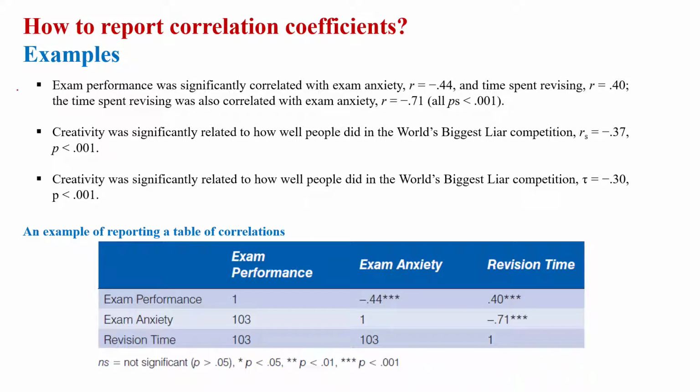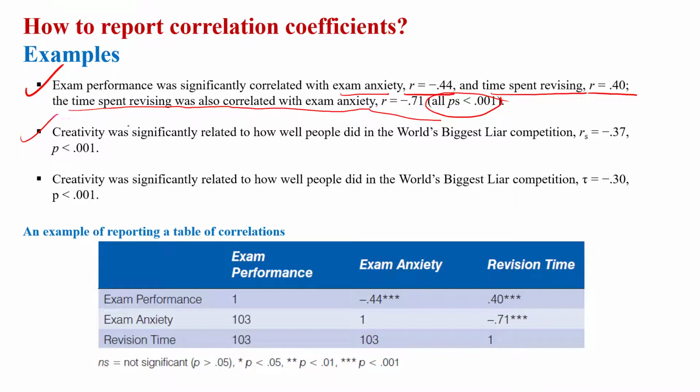The first example is from the exam performance data. We are saying that the exam performance was significantly correlated with the exam anxiety variable, and we are reporting the value of r in order to show the direction. Similarly, the time spent revising the exam syllabus has this particular value, and we say the time spent revising was also correlated with the exam anxiety. We also report the p-values and show that all the p-values are less than 1%. This is how we can report it.